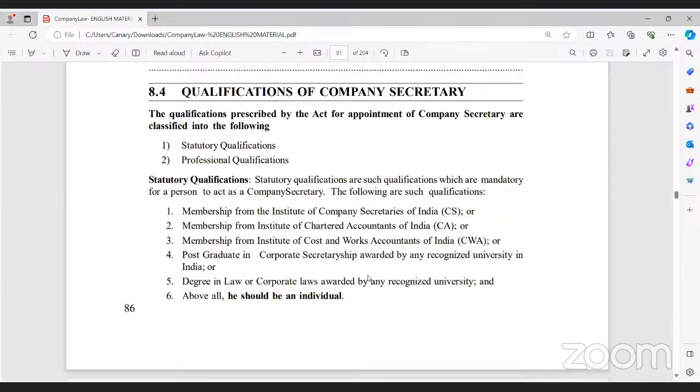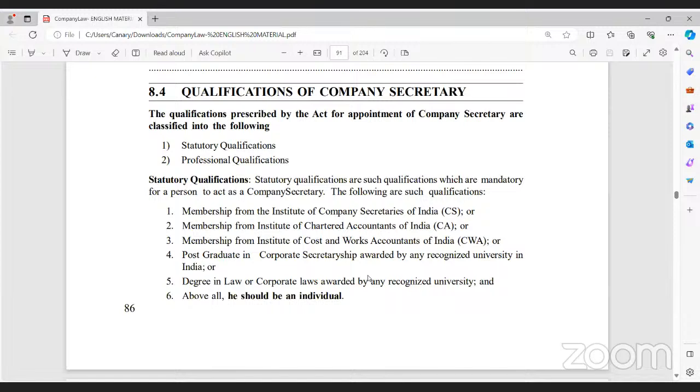Next one, qualifications of a secretary. There are two types of qualifications: statutory qualification and professional qualification. Statutory qualification means the qualifications which are required as per the government, as per the law, as per the act. The individual who is going to be appointed as a company secretary must possess these qualifications as per the act; it is compulsory.